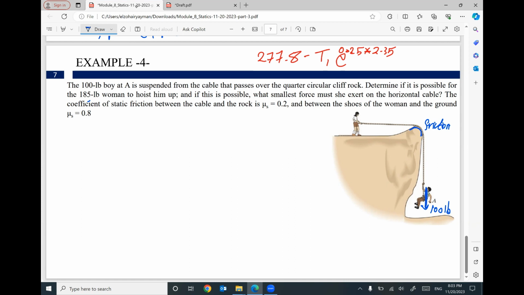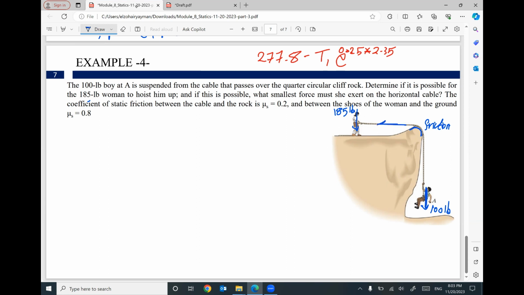And we have another person, a woman with 185 pound weight. The weight of this woman equal 185 pound. Very interesting problem. To hoist him up, trying to save him, and if this is possible, what smallest force must she exert on the horizontal cable?